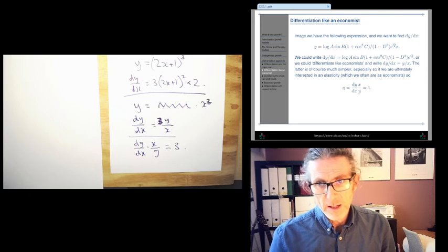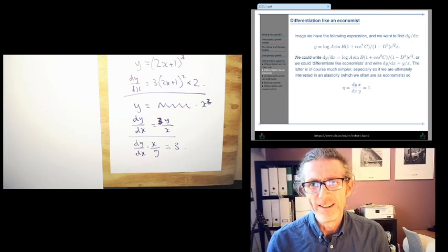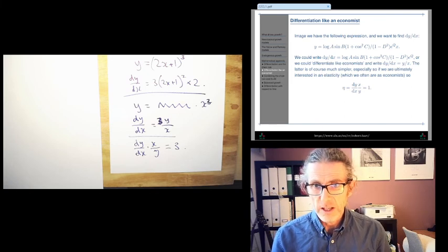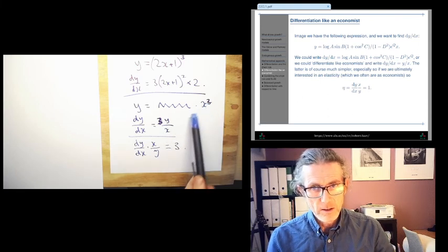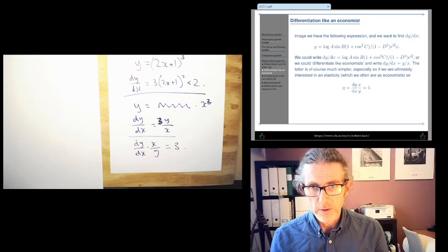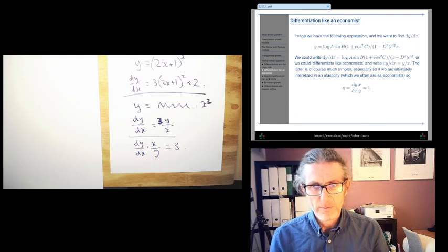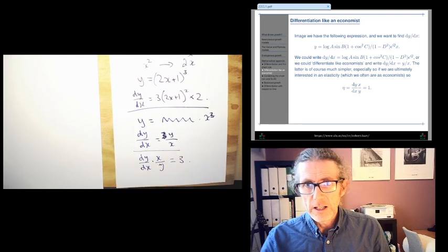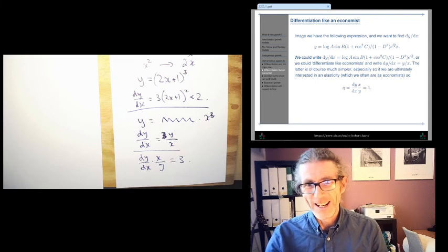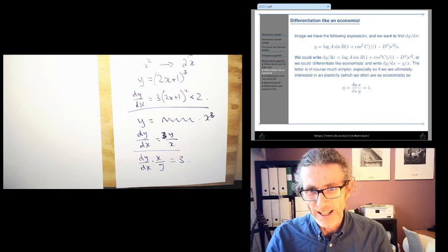Okay. So I would strongly recommend you to get used to the idea of differentiating like an economist. It's quicker and it's safer. Okay, because you're much less likely to make mistakes this way, because you're not writing a whole load of stuff out, which you can end up writing errors. That is differentiating like an economist. That is my name for it, right? I've never heard anyone else use that, so don't expect to find that anywhere else.